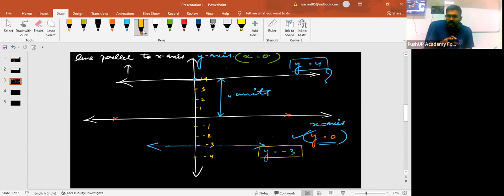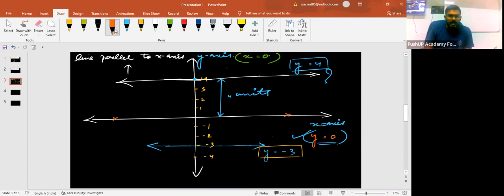I am asking you to write the equation of that blue colored line, isn't it? How will you write it? Just see through which point on the y-axis it is passing. It is passing through -3. Hence, the equation of the line will become what? Y is equal to -3. This is just another way to remember it.